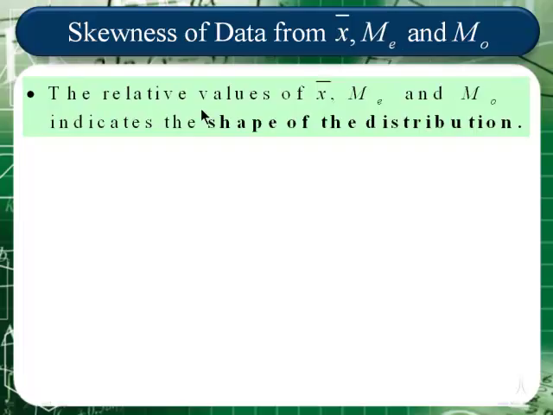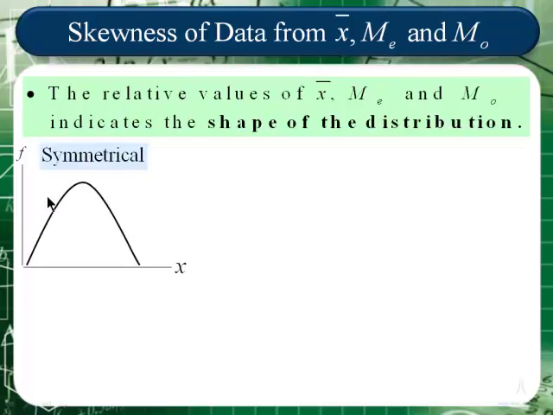We can determine the skewness of data by considering the values for mean, median, and mode. The relative values for mean, median, and mode are an indication of the shape of the distribution. If we put here the data observations and there the frequency of each one, and we get this type of shape which is symmetrical, then in such a case we find that the mean, median, and mode are actually the same value. It's the same central value.